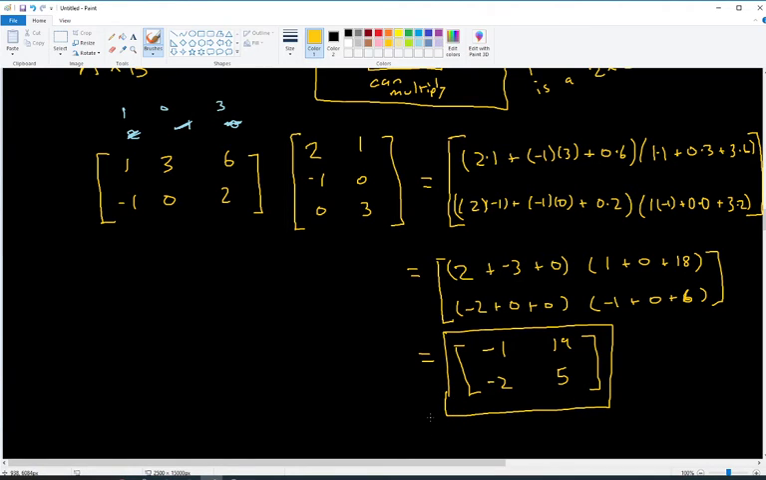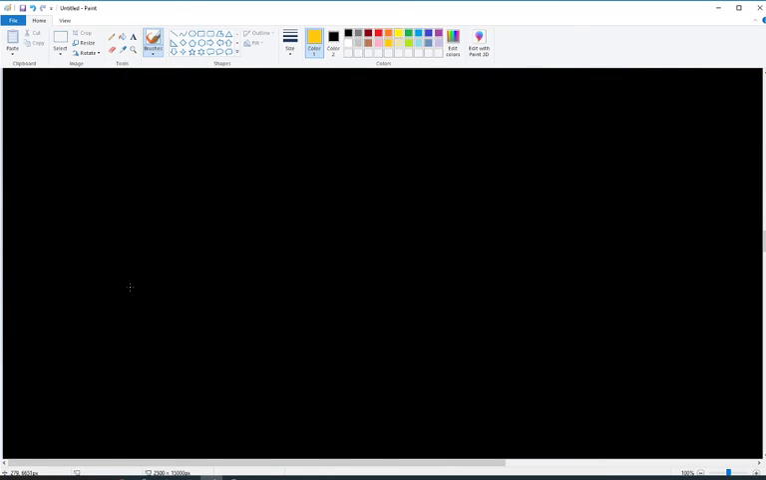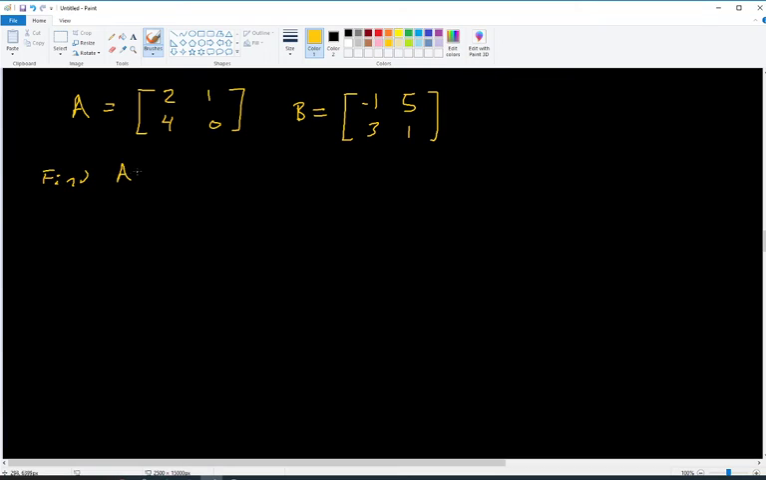So let's do another example or two of these and just kind of see some weird cases and just get more used to it. Let's do a kind of straightforward 2 by 2 one. Let's say matrix A equals 2, 1, 4, 0, and matrix B equals -1, 3, 5, 1. And we want to find A times B, and then we also want to find B times A.